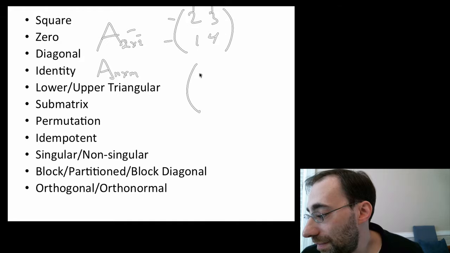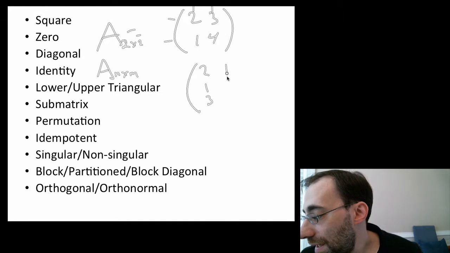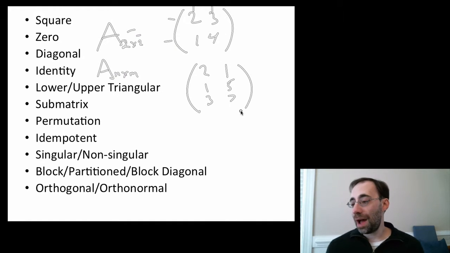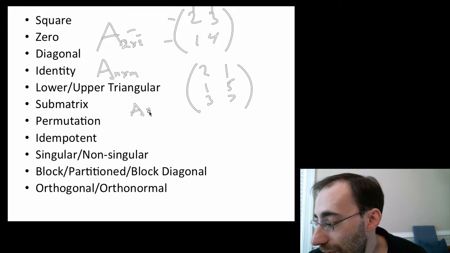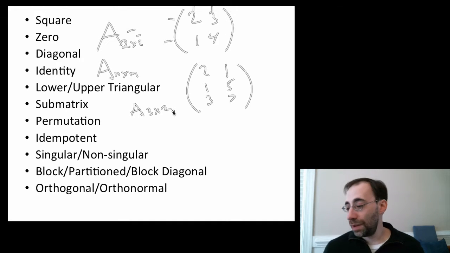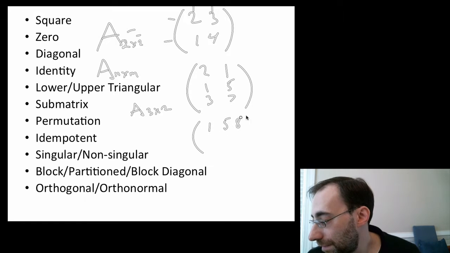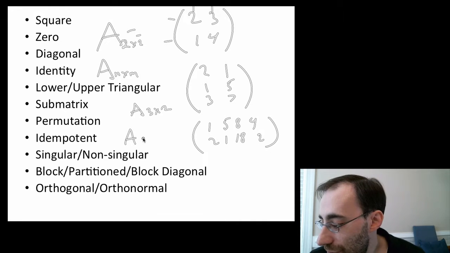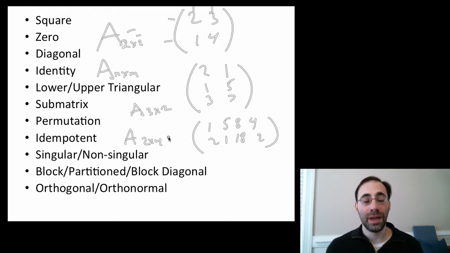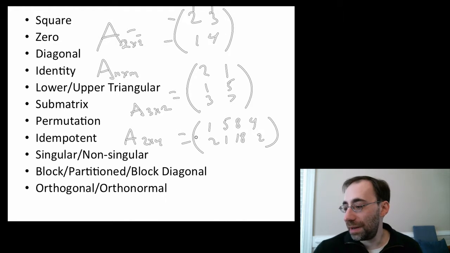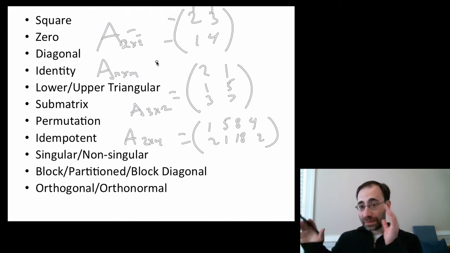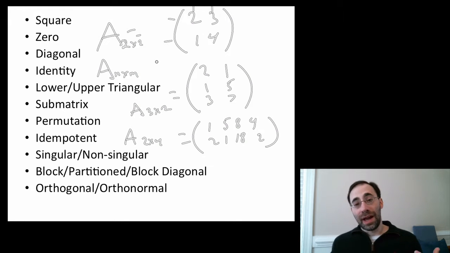So if I had this matrix instead, I would have a matrix that had 3 rows and 2 columns. Or if I had this matrix, I would have a matrix that had 2 rows and 4 columns. Any combination of rows and columns is fine. We'll deal with the definitions of the various types of matrices shortly. But the point is, you could have any number of rows and columns, and they're all fine.